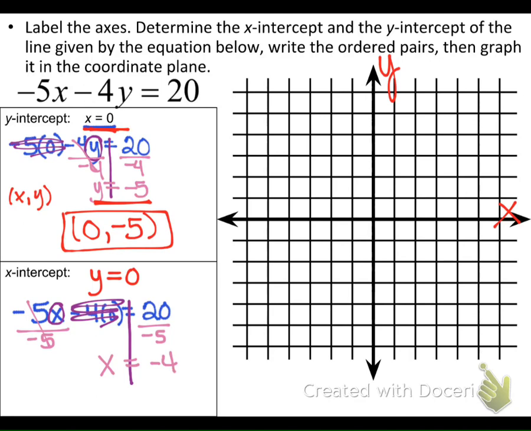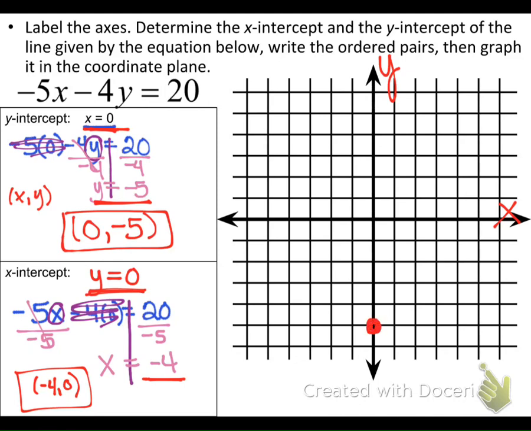Now I'm ready to write my second ordered pair. Remember, ordered pair is x then y, so my x value I solved was going to be negative 4. My y value I set at the top here. We said y equals 0, so my y value is 0. So now that I have both ordered pairs, I'm going to go ahead and graph. So the first one I'm going to graph is my y-intercept, which means I'm going to plot that point on the y-axis. So it's 0 for my x value, so I stay put at the origin. The y value is negative 5, so I count down 5 since it's a negative.